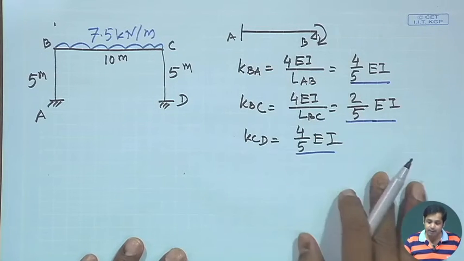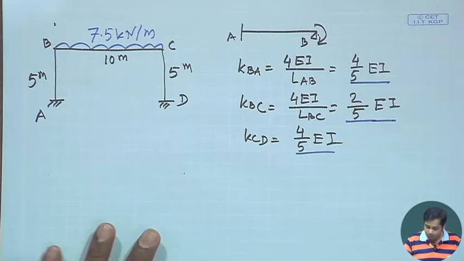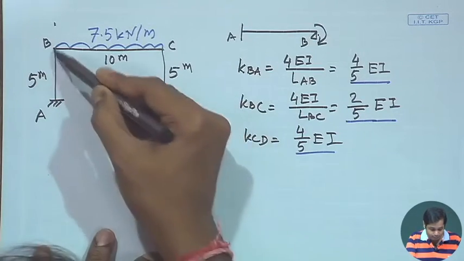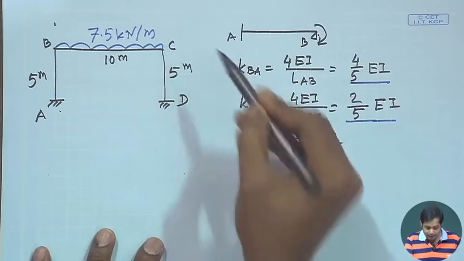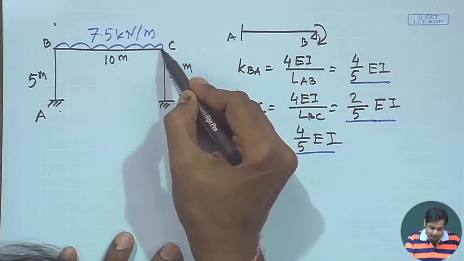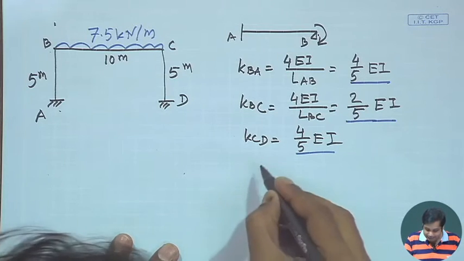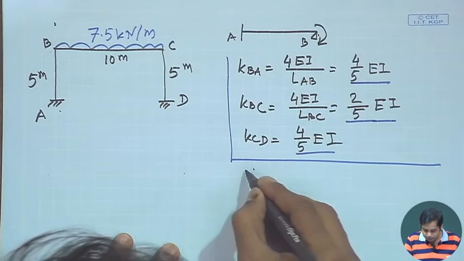Once we have the absolute stiffnesses, next we need to find the distribution factors. We need to find them at B and at C, because these are the intermediate joints. At B, two members are involved, BA and BC, so we need the distribution factor for BA and for BC. Similarly at joint C, two members are involved, CB and CD. So what is the distribution factor for CB and for CD?